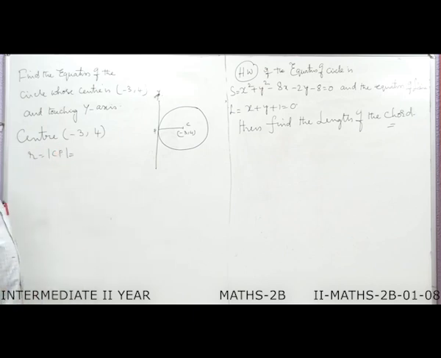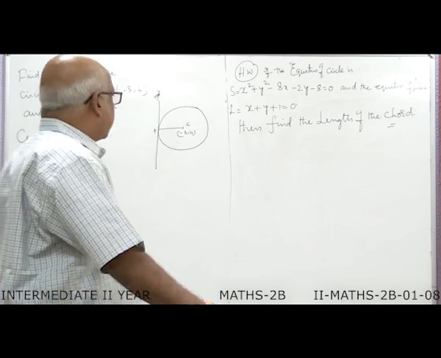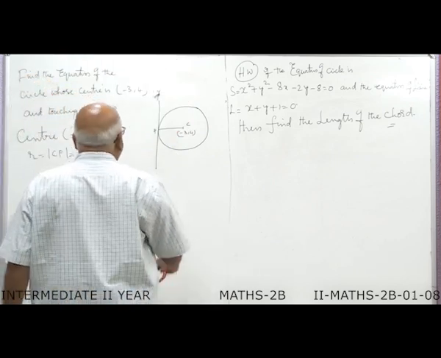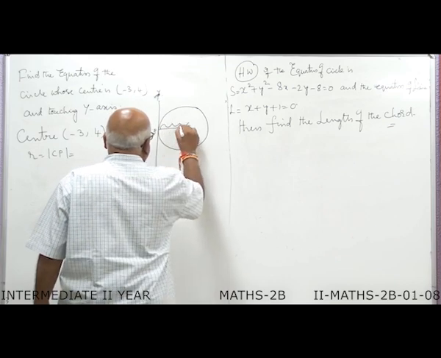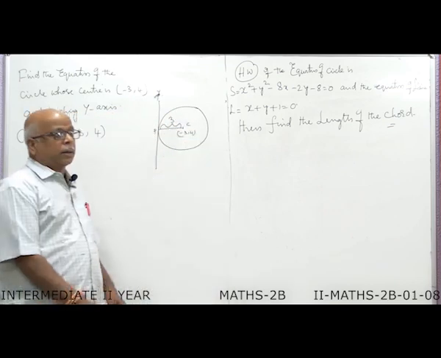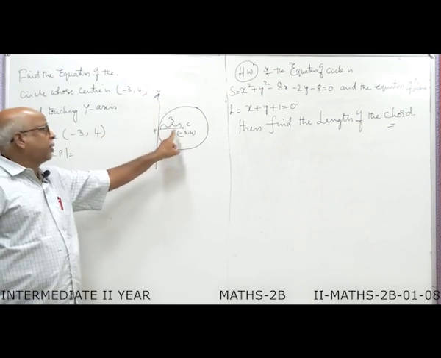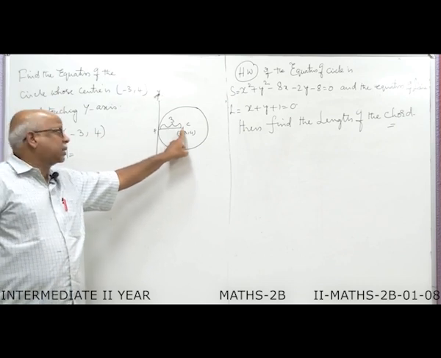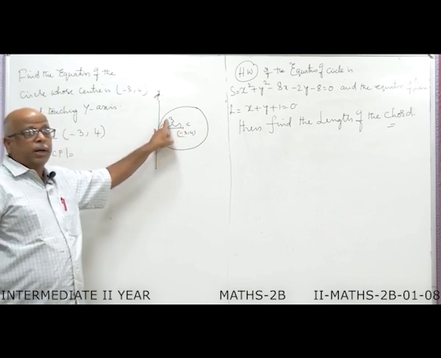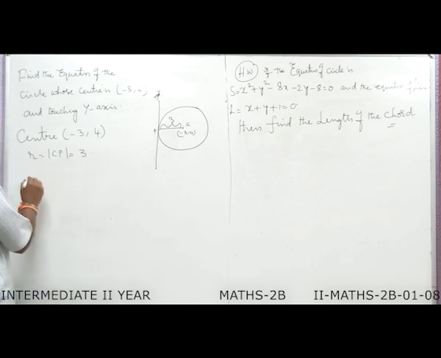There is a fundamental principle: distance of a point from y axis is always its x coordinate. This is y axis, this is the point. Distance is always represented by means of x coordinate. What is its x coordinate? 3. CP equal to 3. Therefore, equation of the circle.